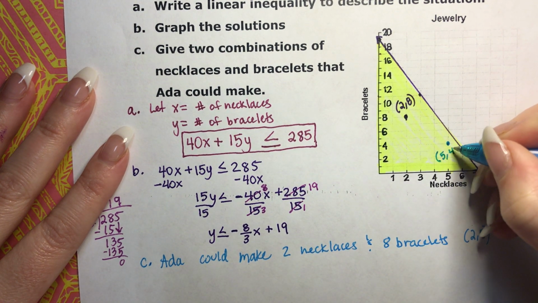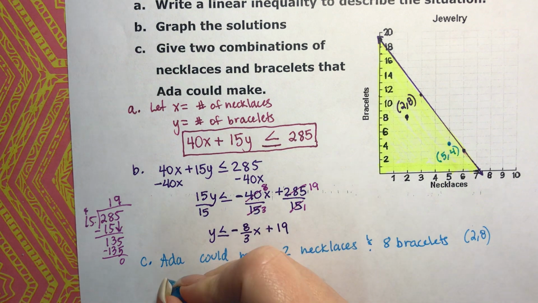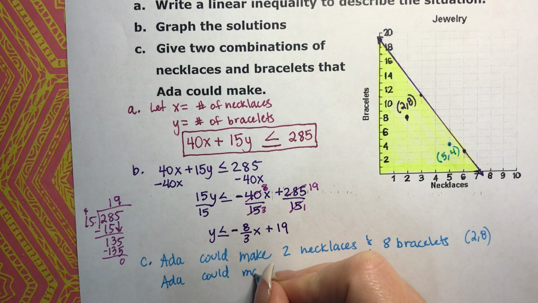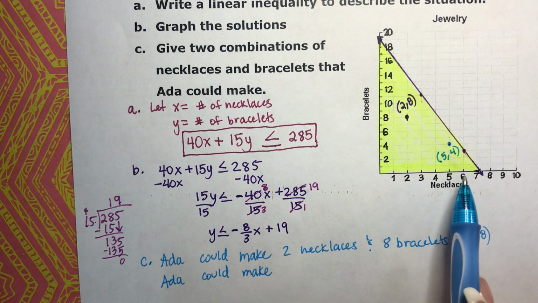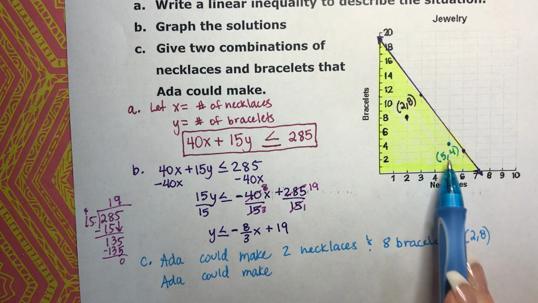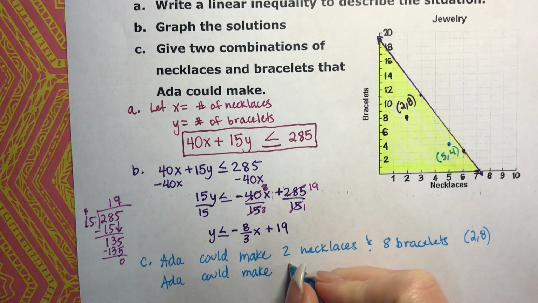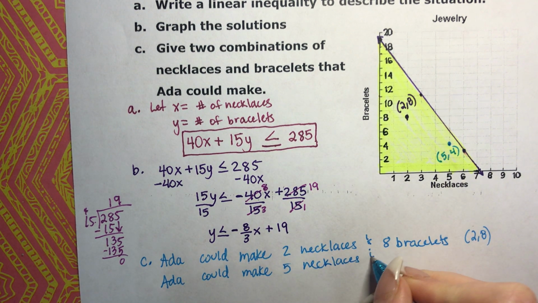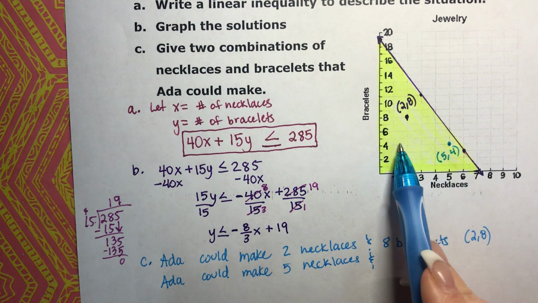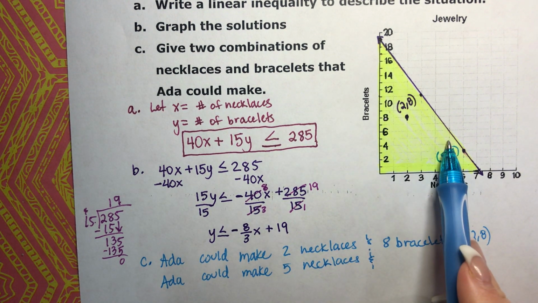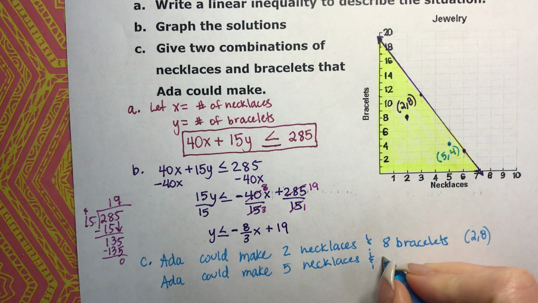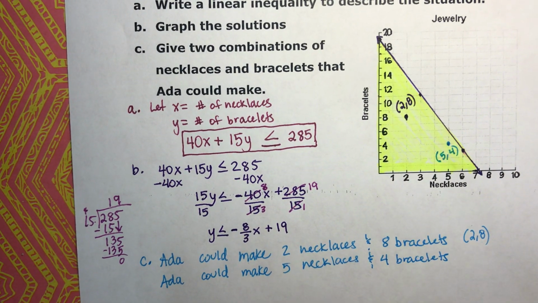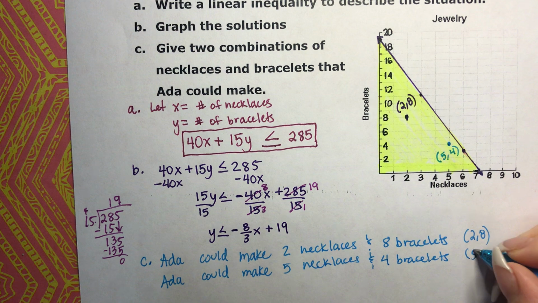You know, really anything, like right here, this is one right here, which is just 5 and 4. Or Ada could make 5 is the X, which is dealing with necklaces, so 5 necklaces. And 4 is dealing with the Y, which is bracelets. So we just say 4 bracelets. Or 5, 4 would be the point.